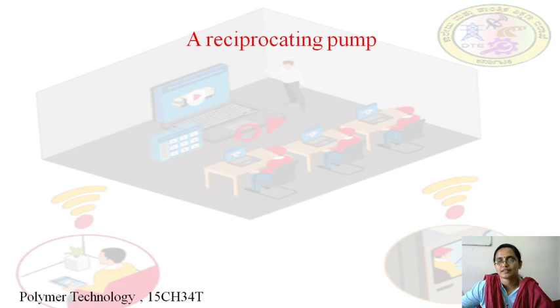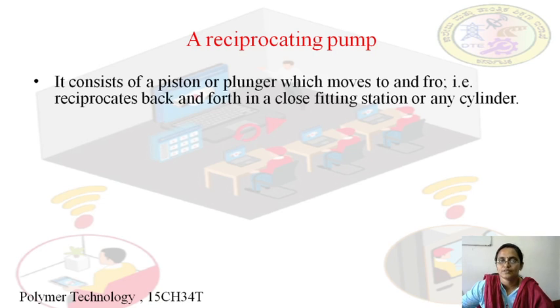Now next, coming to the reciprocating pump. The reciprocating pump consists of a piston or plunger. It moves backward and forward to help in pumping. It consists of a piston or plunger which moves to and fro, reciprocating back and forth in a close fitting cylinder.